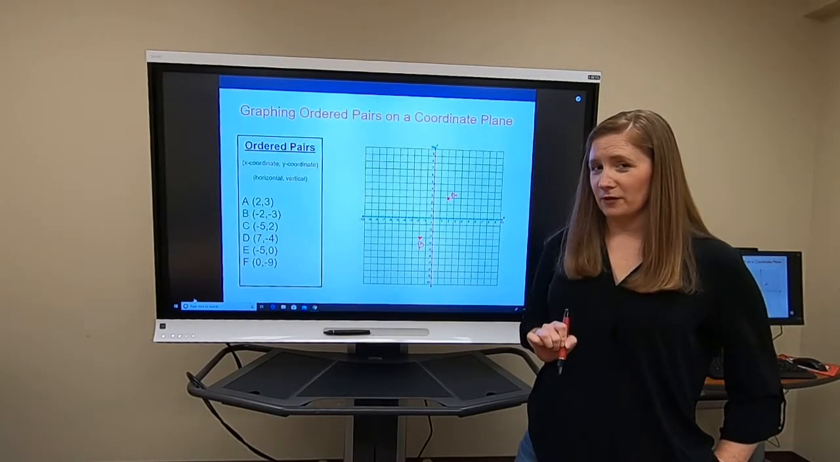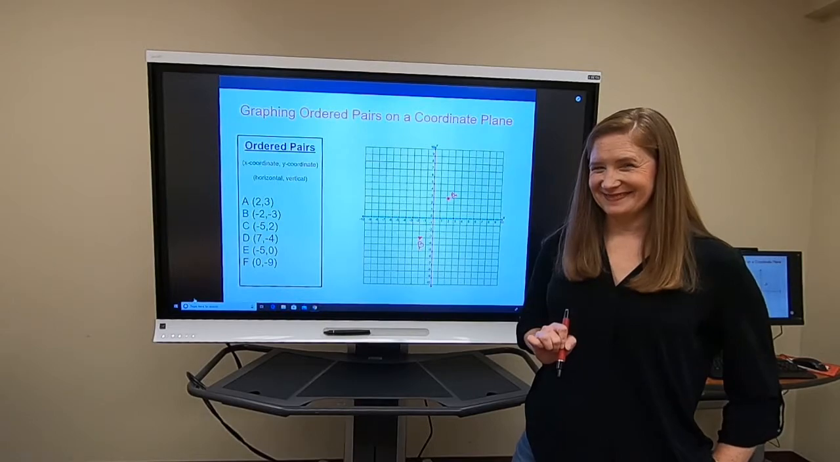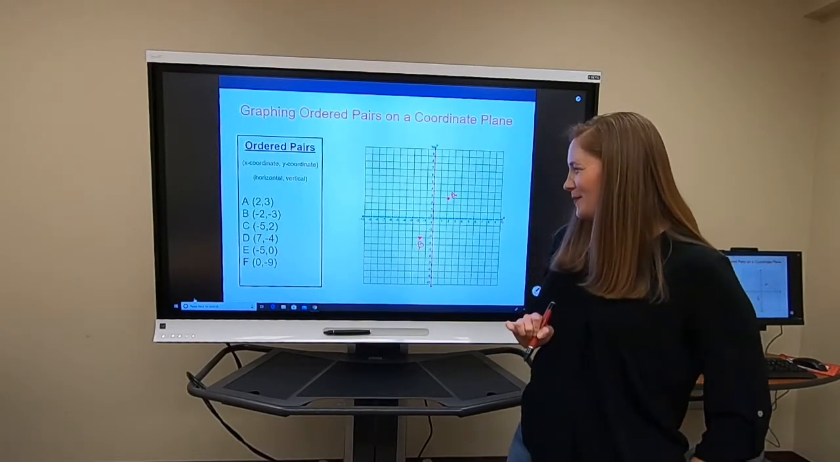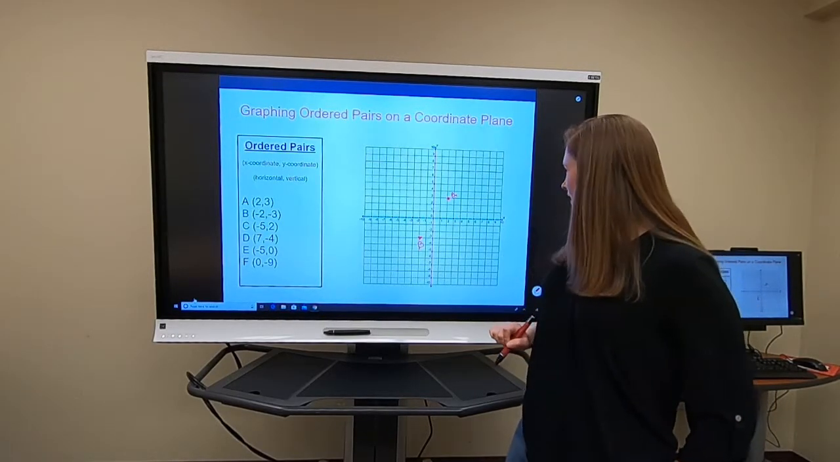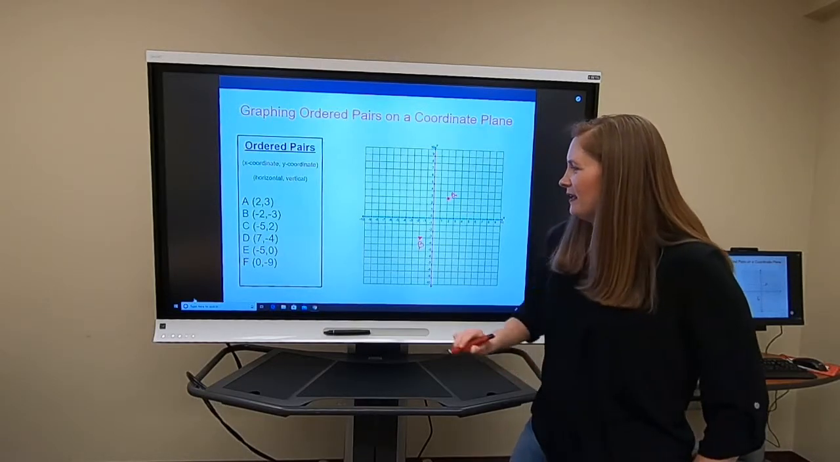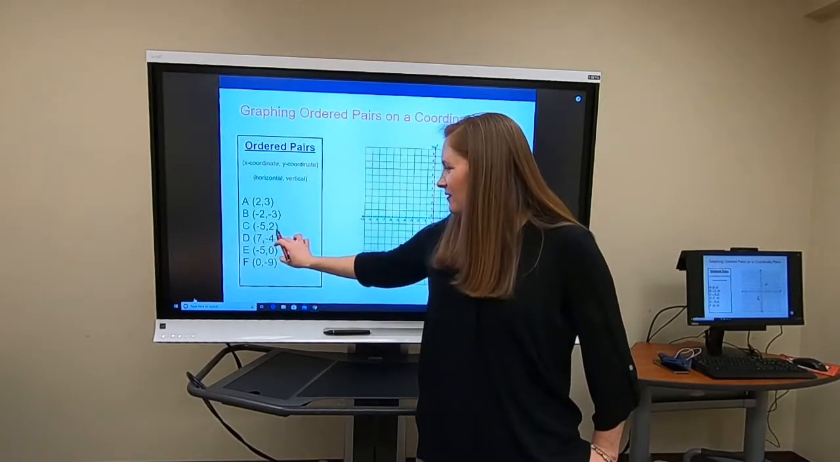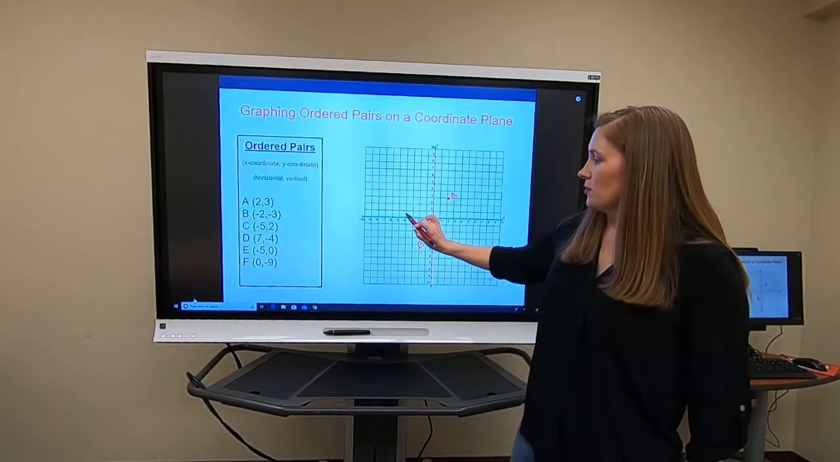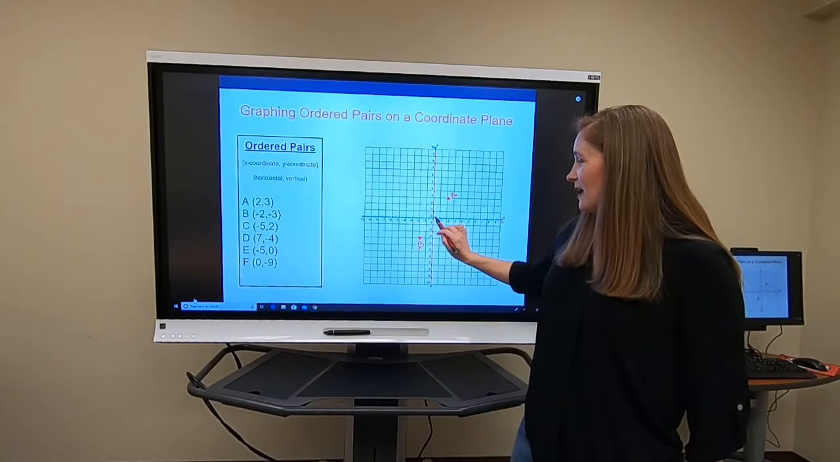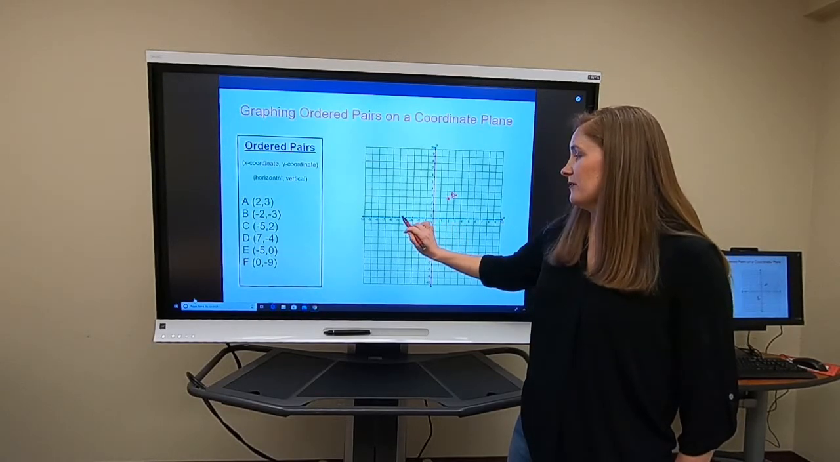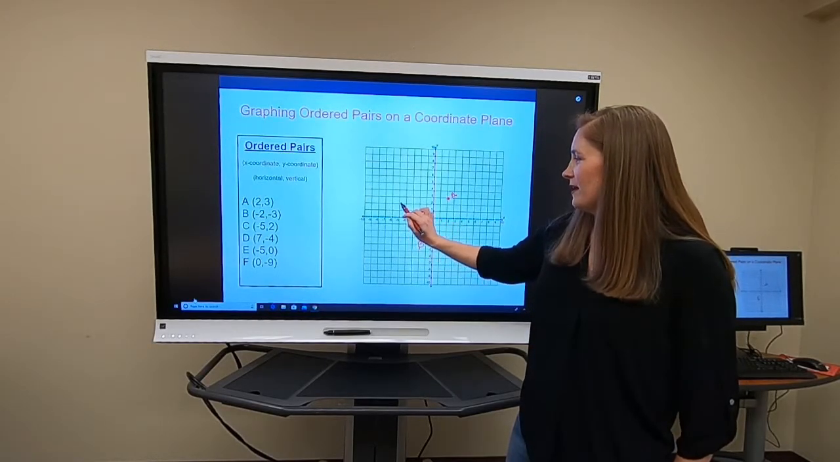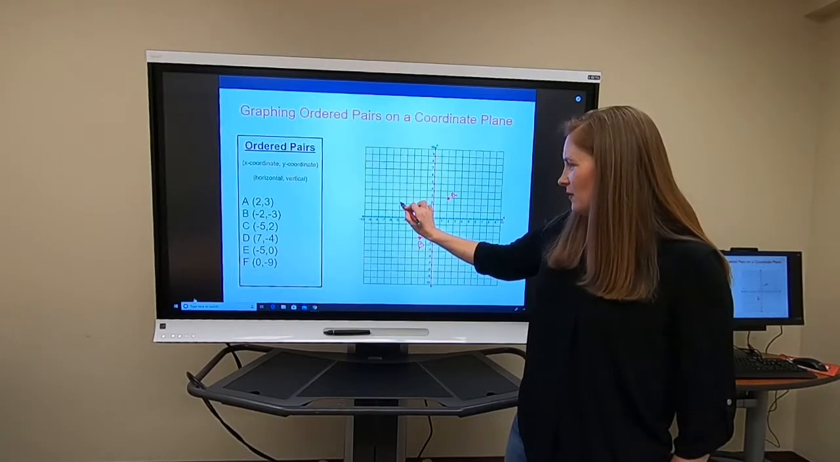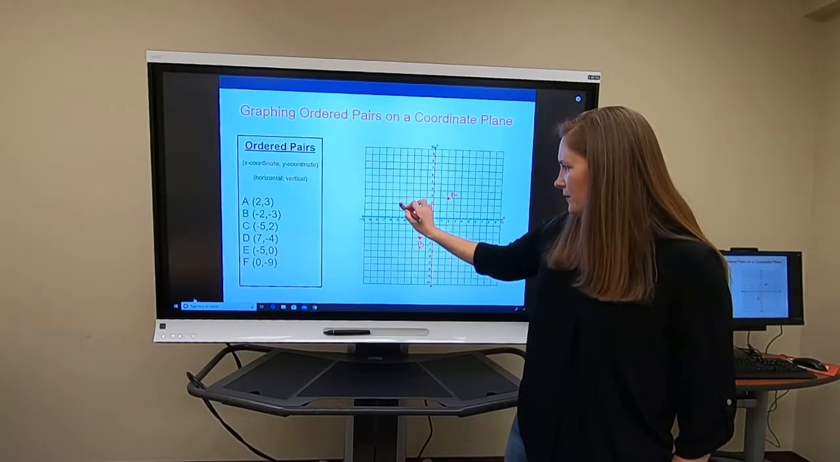How many of you agree? Okay, excellent job. So now let's look at point C. So now I have a -5, 2. So I start at the origin. I go to -5, which means I go backwards to -5. And I rise 2. So it is right here.